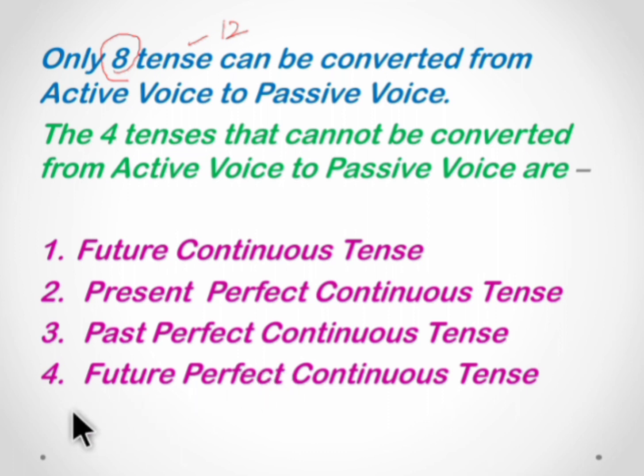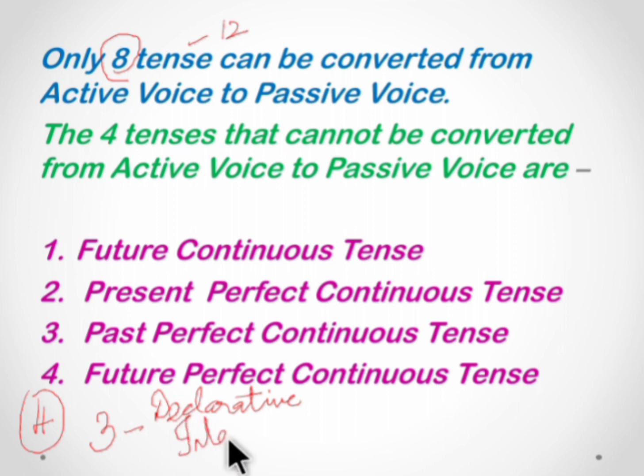And there are 4 kinds of sentences, out of which 3 kinds of sentences we can change to passive voice. That is declarative, interrogative, and imperative.